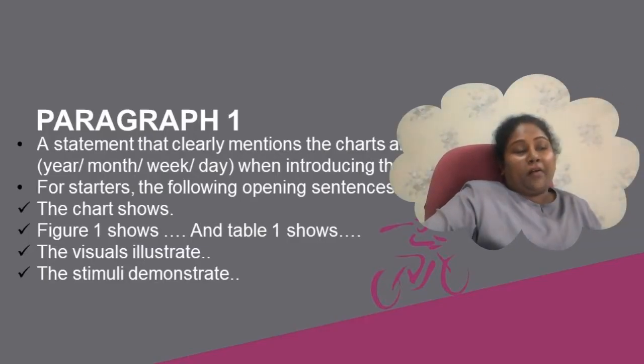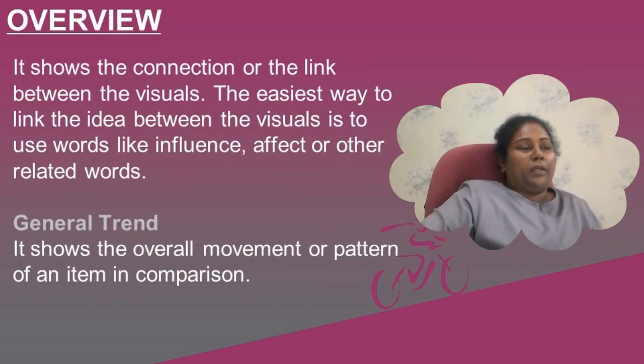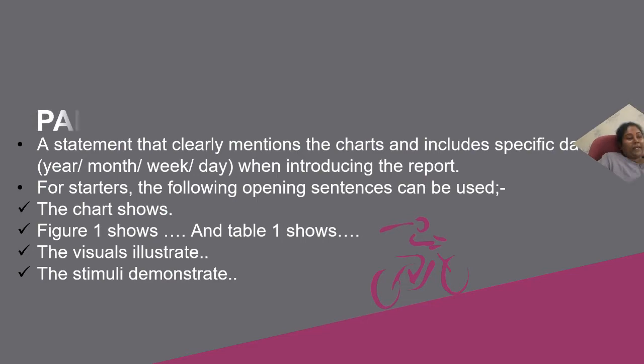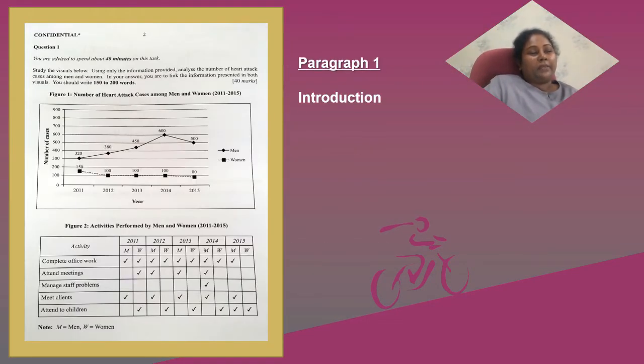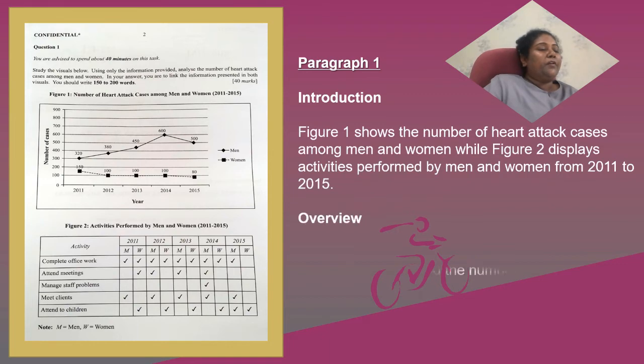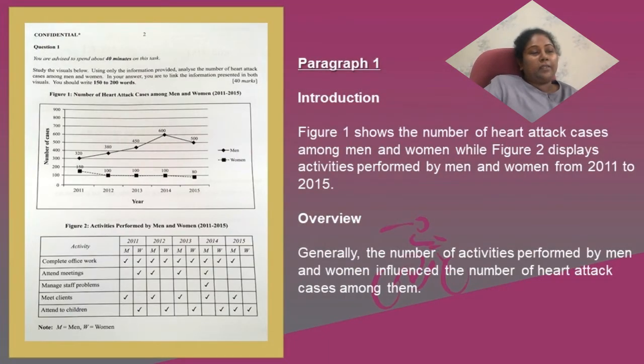And in the same paragraph 1, we have the second part, that is the overview. The overview shows the connection or the link between the visuals. The easiest way to link the ideas between the visuals is to use words like influence, effect, or other related words. So actually it shows the general trends. So we look at paragraph 1, the first part. We refer to the sample question taken. So the introduction is written in this way.